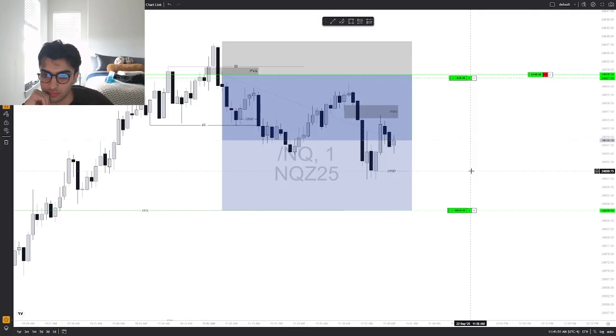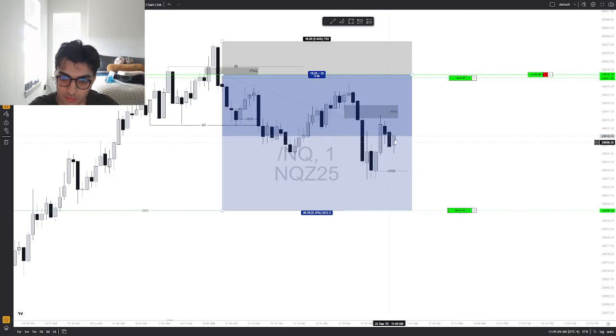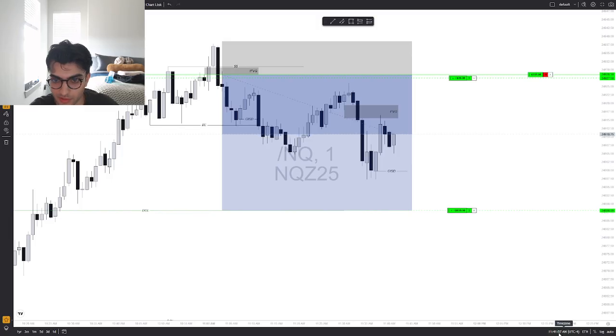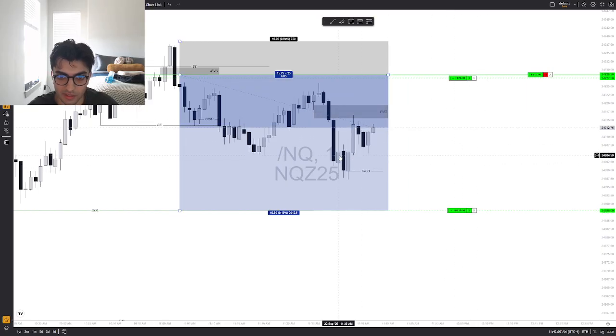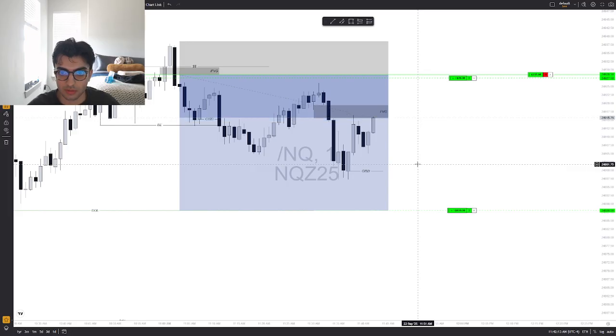Not ideal. Unless we get a large wick up here, but we have 4 seconds to do that. What are the odds of that? Pff, really slim. We tagged into this order block, so we might start moving up higher here, back to these levels. Unfortunate, man.